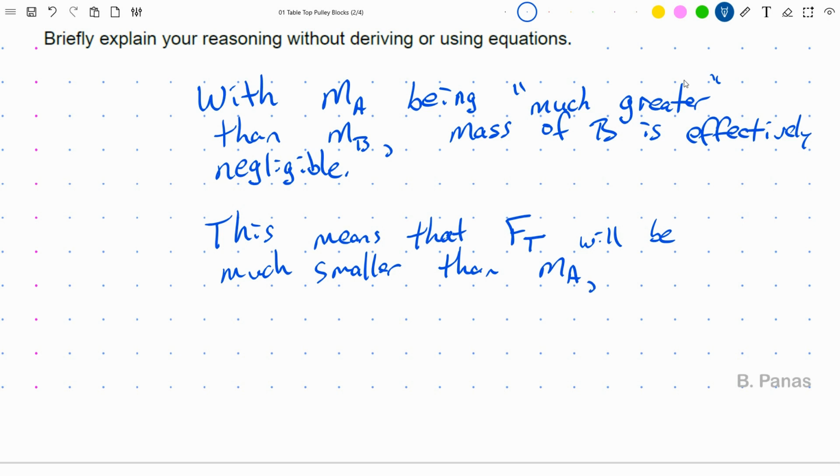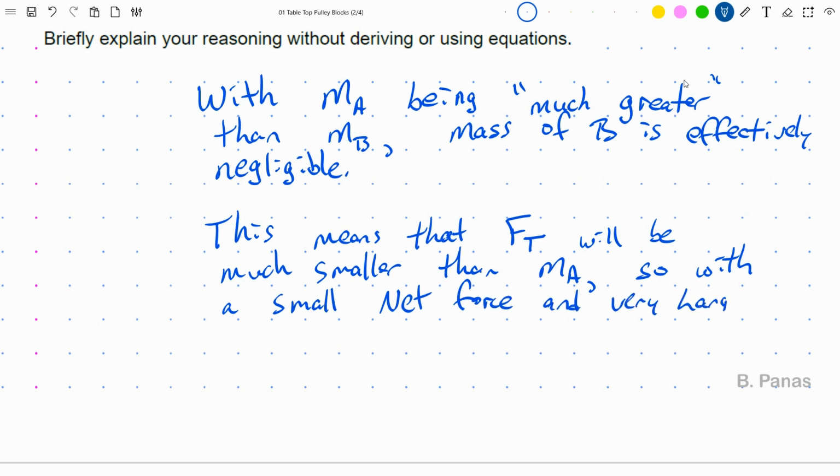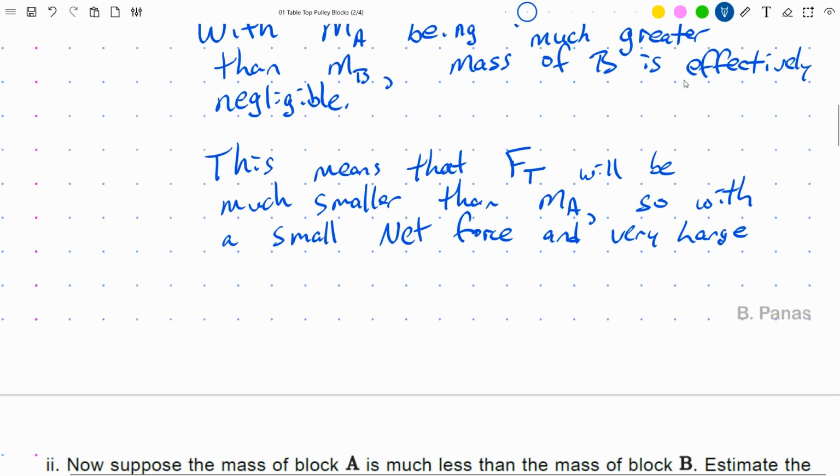and so with a small net force and very large mass, although, you know what, I might use a slightly different word at this point. Saying large mass would not be wrong, but I'm going to convince whoever's reading this that I really know what I'm talking about. I'm going to say inertia. Inertia is that property of mass that makes it difficult to accelerate. So it has a very small net force, it has a very large inertia.